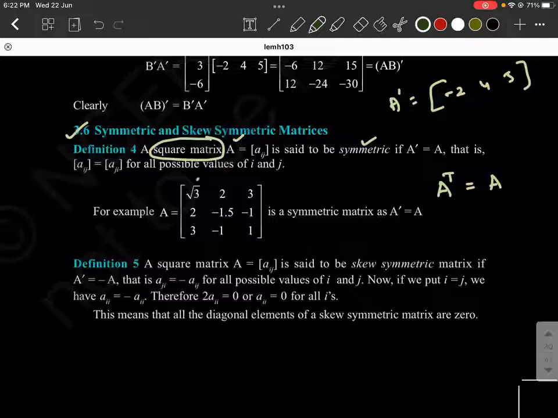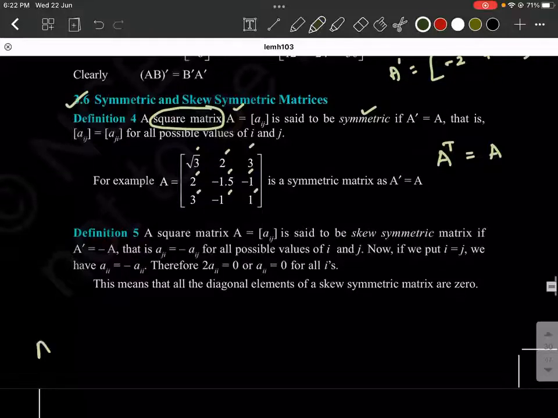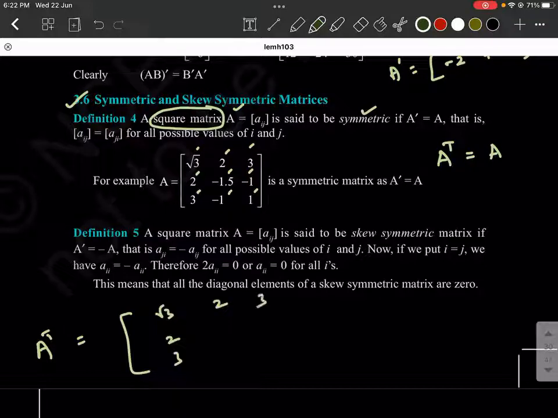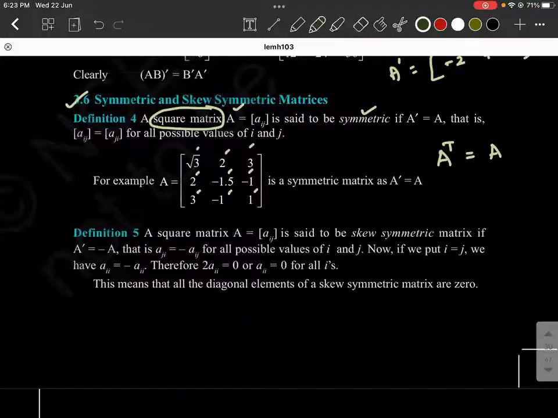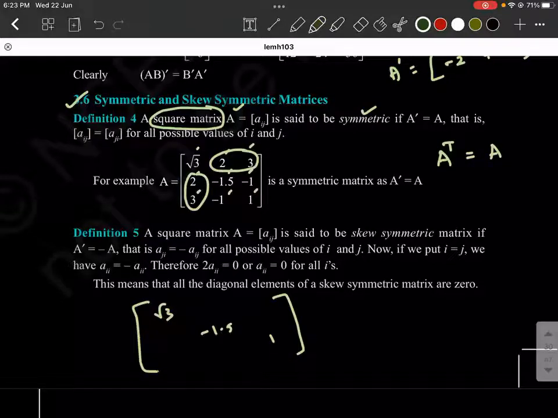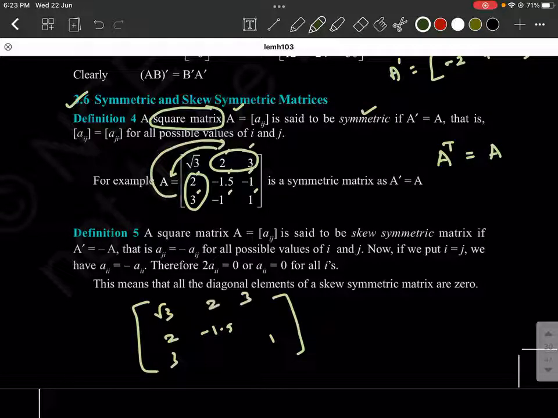So A is equal to √3, 2, 3, 2, -1.5, -1, 3, -1, 1. What is going to be the A transpose of it? √3, 2, 3, here 2, 3. I'll tell you the way you can write the transpose for a 3 cross 3 matrix. Listen, write down the diagonal elements undisturbed. Bring this 2, 3 to this side. So 2, 3. This 2, 3, take it to this side. That becomes 2, 3. Swap this -1 and -1. Unfortunately, the numbers here are the same, so you would not have understood what I wrote. Is it clear?